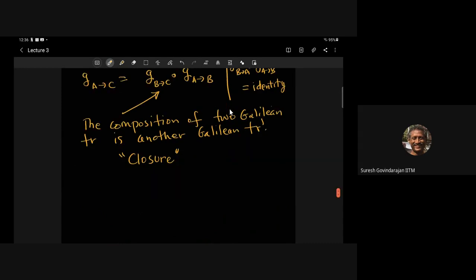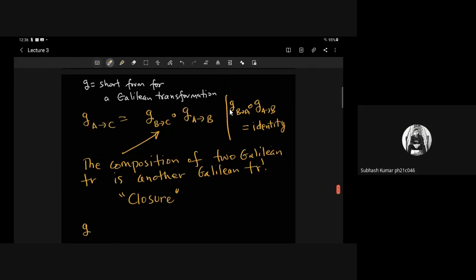So more generally, A to B, then B to C. Now which G is A to C equal to? Is it this one, or this one? Wrong. Because first you go from A to B, and then in mathematics, this is how you write operations. First you do this, and then you do this. It is just like an operator: first G A to B is acting, then G B to C acts on it. Is that clear?